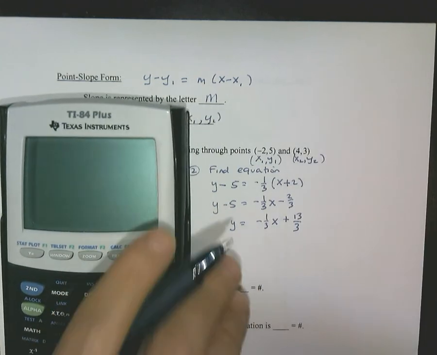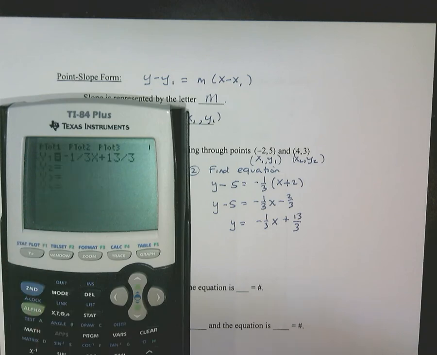Before I put a box around this, I'm going to check it with the calculator. So I'm going to go to my y equals. Actually, I had just typed this in to make sure, but I'm going to go back here and type in, I want the fraction, negative 1/3 x plus 13/3.